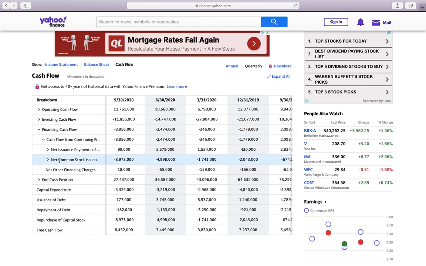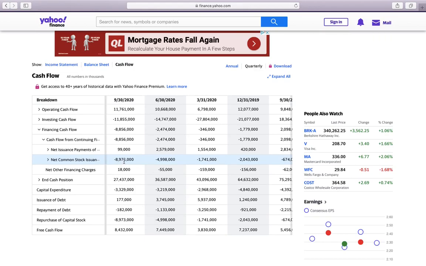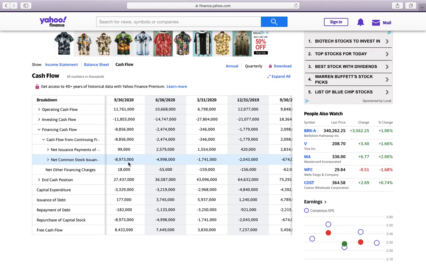And here you see it, net common stock issuance. And since this is a negative number, it is minus 8.9 billion. So this is what they spent to buy back their own shares. This was the price we were just talking about, that Berkshire spent almost $9 billion to buy back its own shares, and there you can find it. This is how you can check it for other companies also.